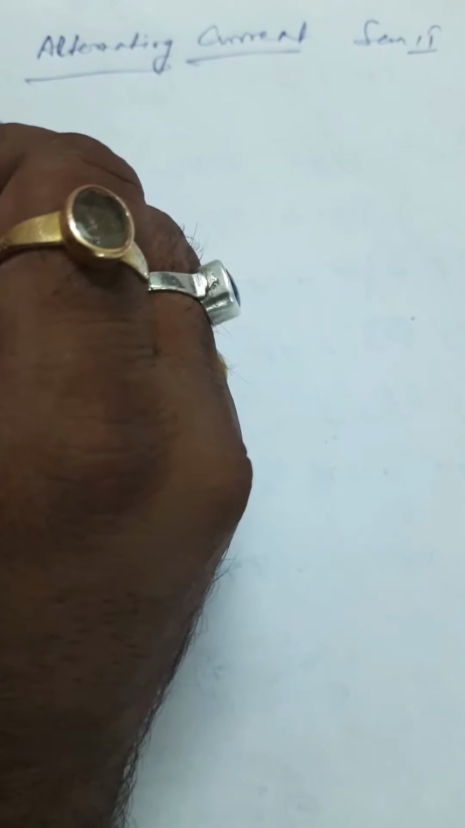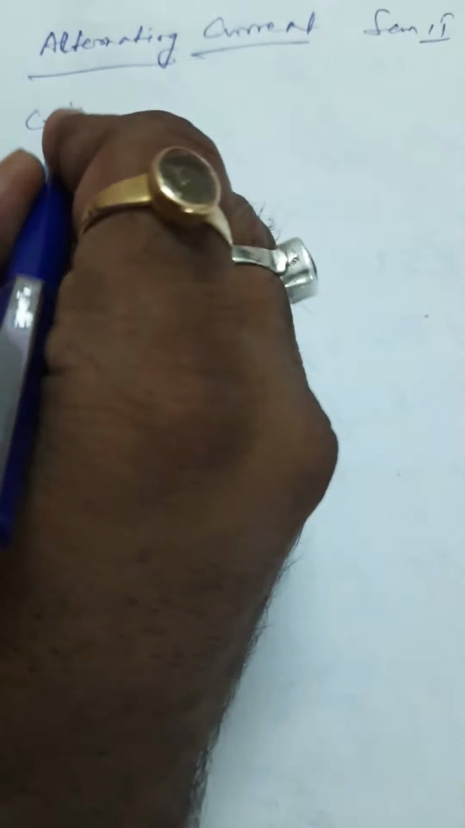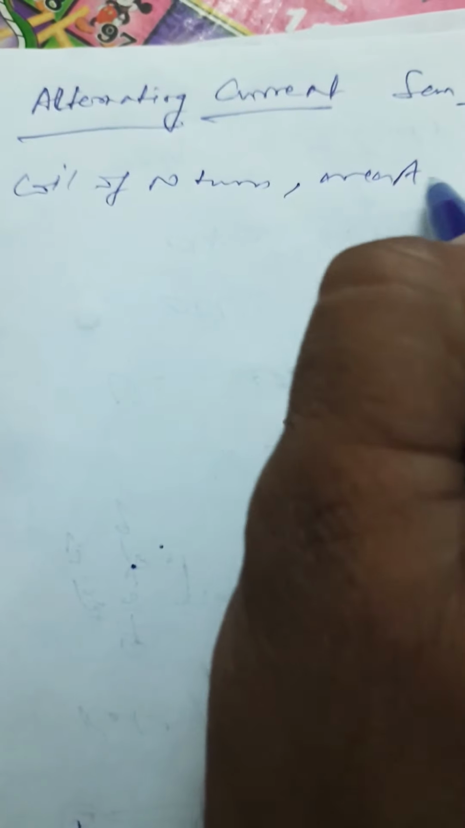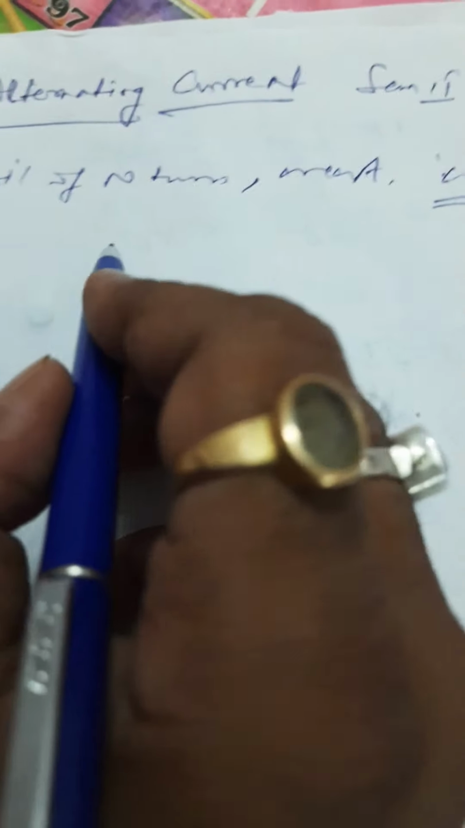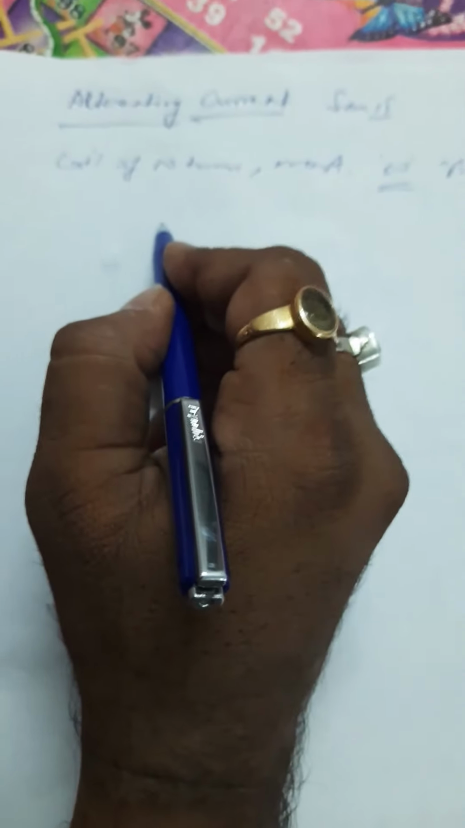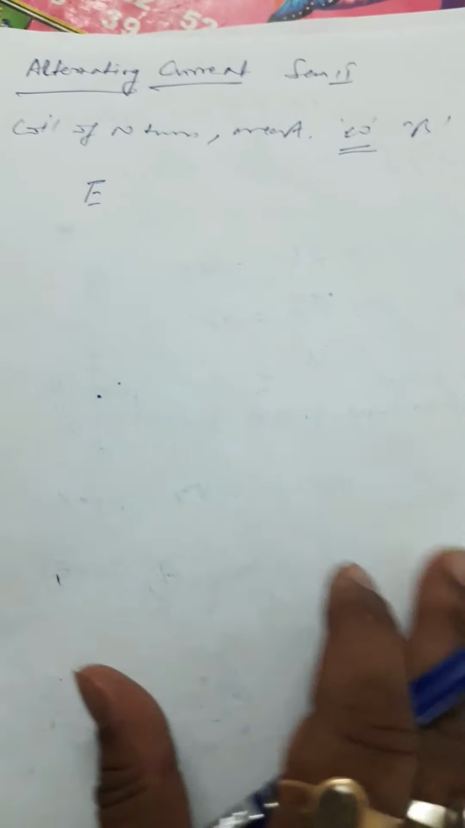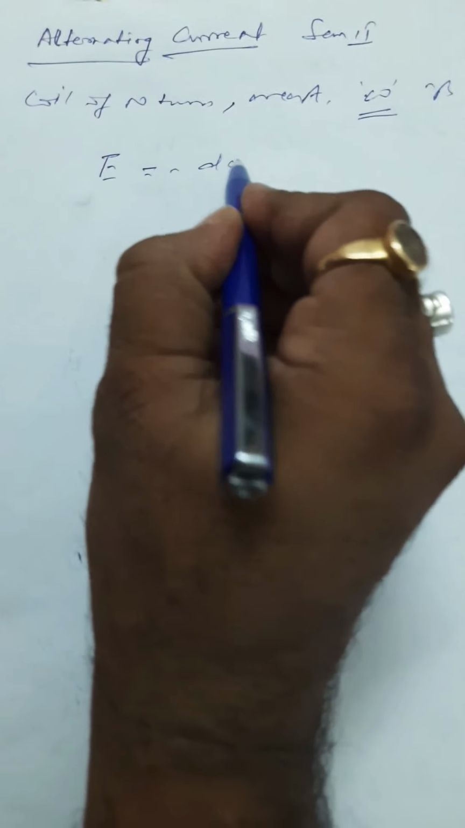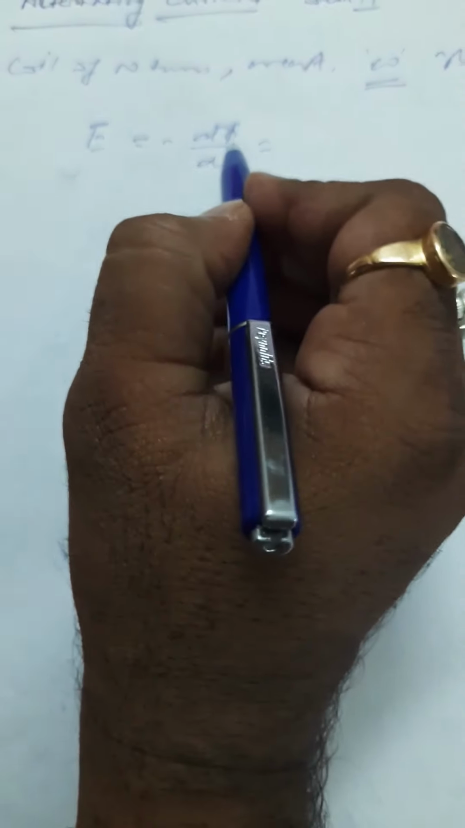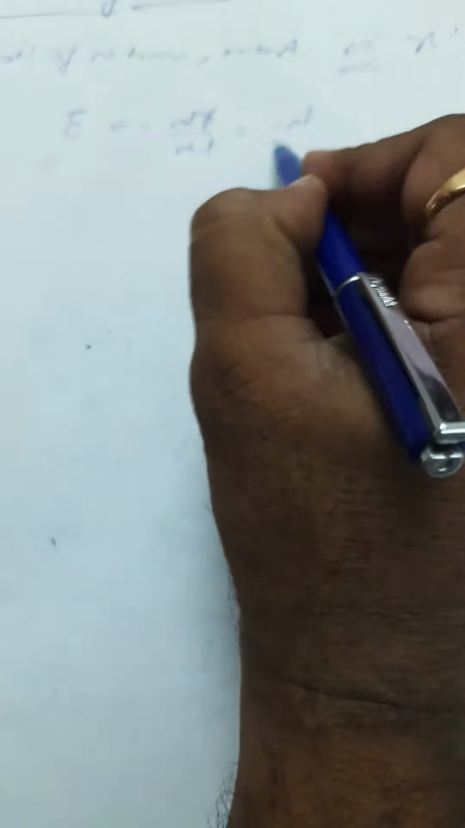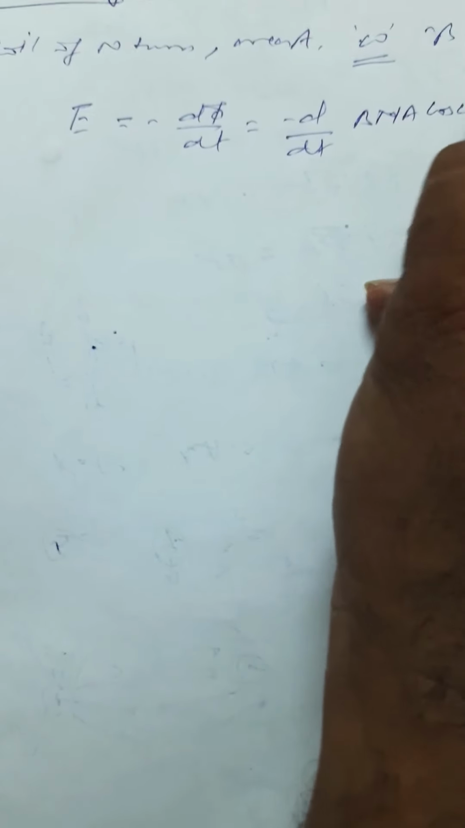So what we know is that if we take a coil of n turns and area capital A, which is rotating with an angular velocity omega in a uniform magnetic field B, then at any instant of time t, the EMF E is given by E equal to minus d phi by dt, where phi is B and A into cos omega t.